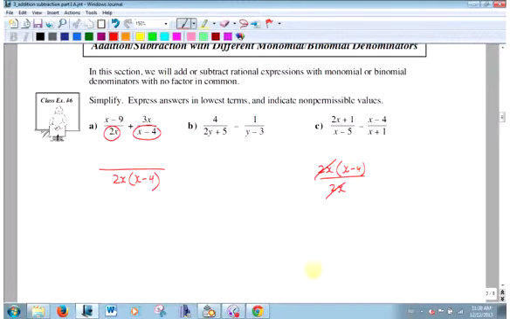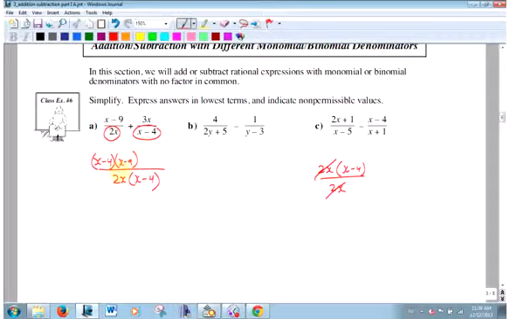X minus 4 times. Does that look kind of weird? Oh, what the hell? Oh. There it is. Okay? It's going to take some while to get used to it. X minus 4 times this.